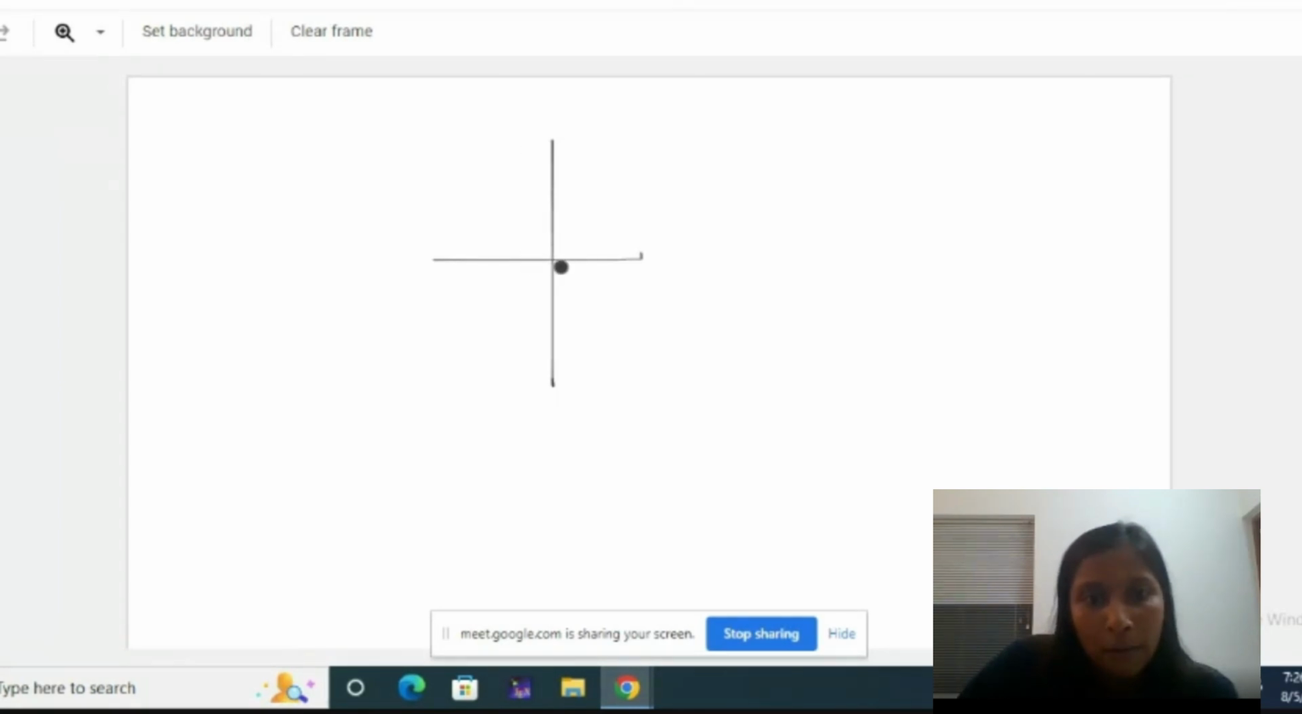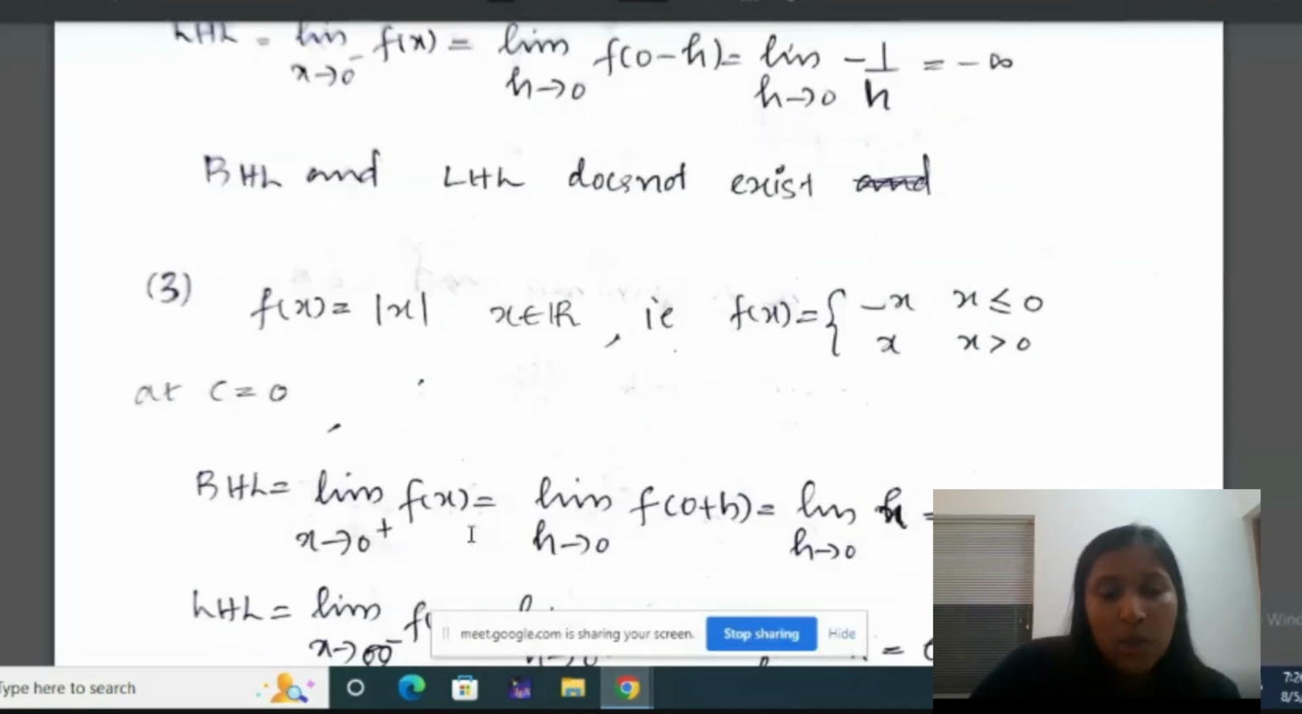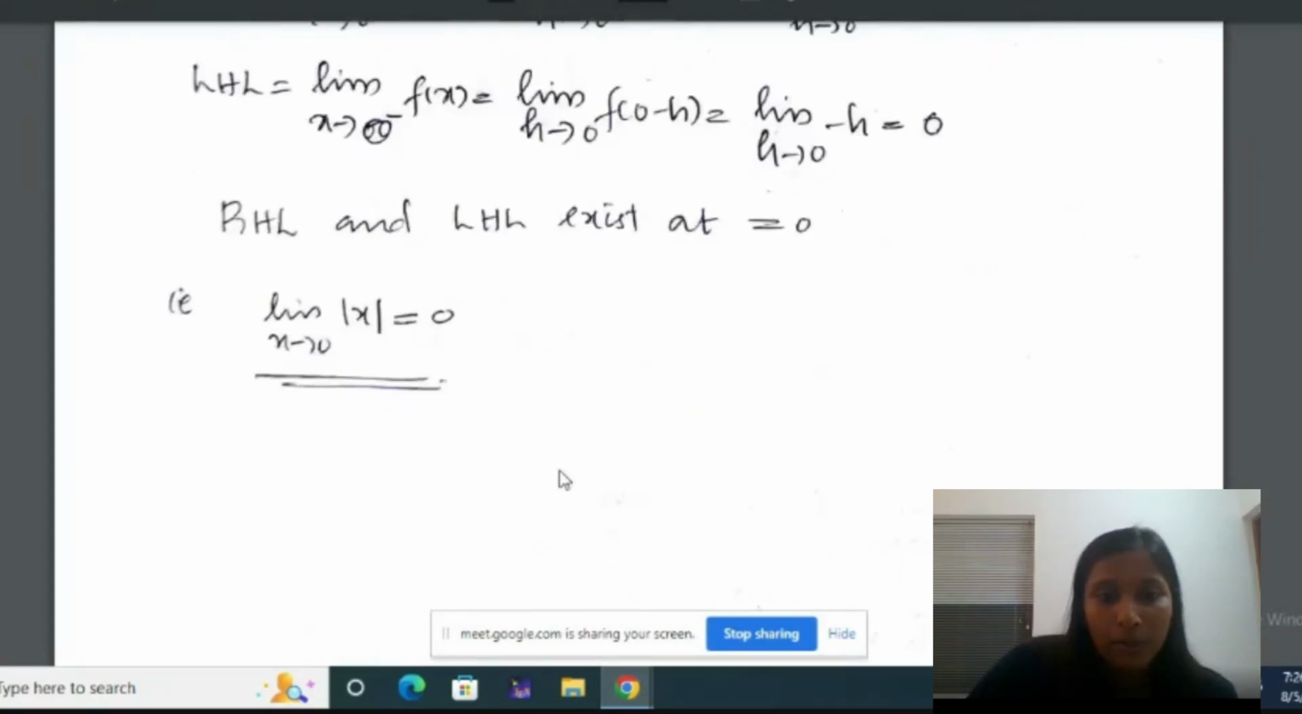On positive values, it has f of x equal to x, that graph. On negative values, it has f of x equal to minus x. So as we approach zero, the function value is coming down to zero. So I guess the right hand limit will be zero. The left hand limit also will be zero. So the limit at that point will be zero. It's unique and it is zero.